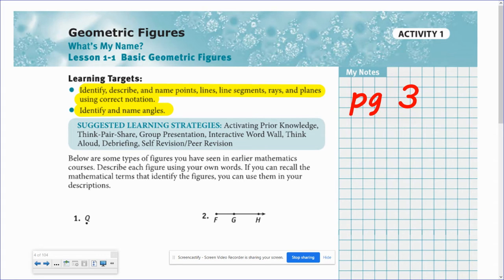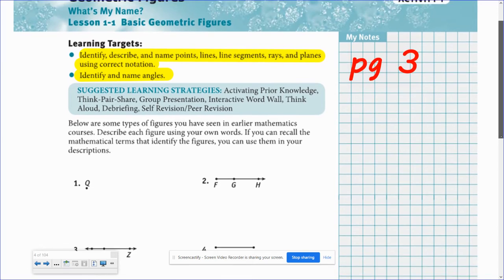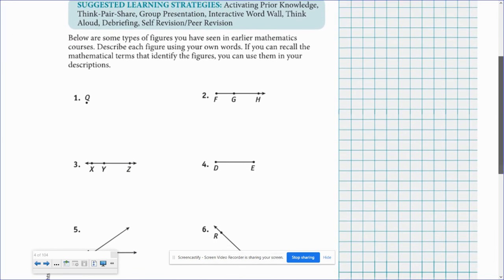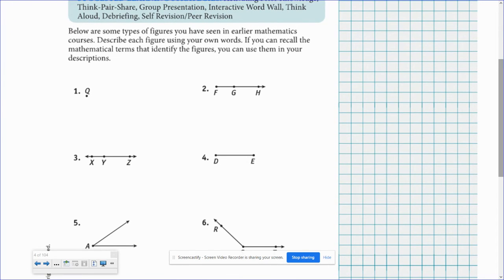What we're going to be doing today is not a lot of mathematic calculations. Today is going to be a lot of vocab, setting up the scene for our geometry year. It says below are some types of figures you have seen in earlier mathematic courses. Describe each figure using your own words. If you recall the mathematical terms that identify these figures, use them in your descriptions.